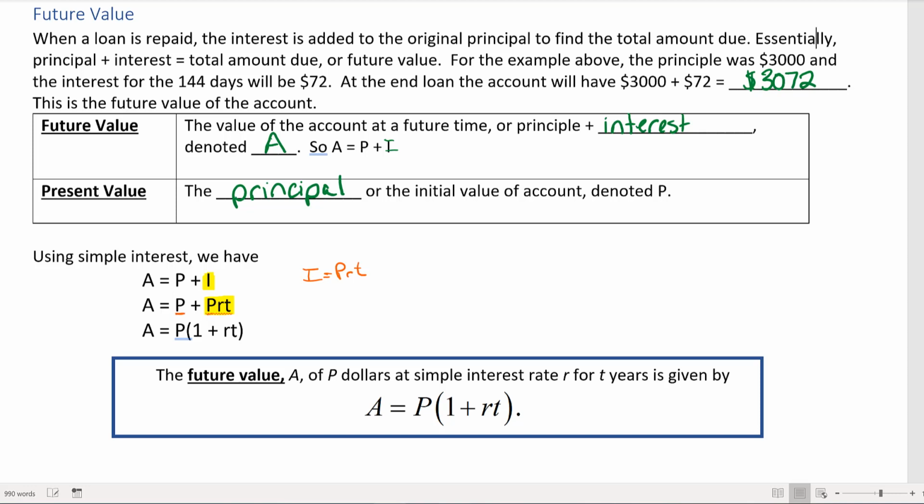Notice that there's a P in both of them, so if I factor out a P, that leaves me with 1 plus RT. And this is our new formula for future value. The future value A of P dollars at simple interest rate R for T years is given by A equals P times parentheses 1 plus RT. And that's what's going to help you figure out that 3,072 without having to do 2 steps of work. You're just going to plug it in and get your future value of the loan with the principal and the interest. And we'll have to do some examples on that.